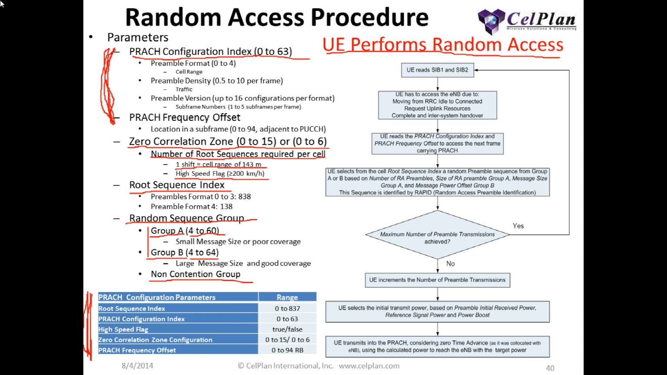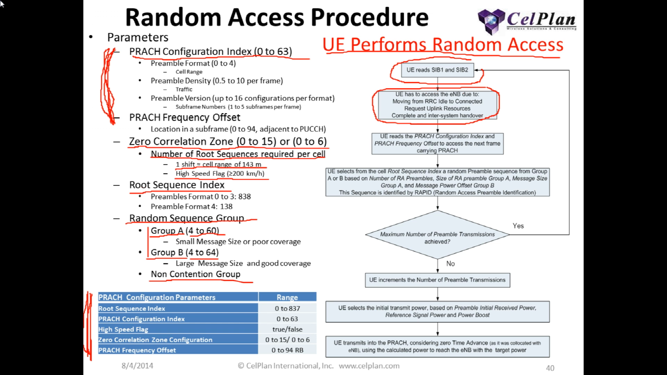So let's go quickly through the flow. Basically, the UE starts reading SIB1 and SIB2, and it has access to the ENB. Why? Because it wants to access the ENB and move from RRC idle to RRC connected, and also it needs to request uplink resources, or it needs to do inter-system handover. So for any one of these reasons, it will perform the access.